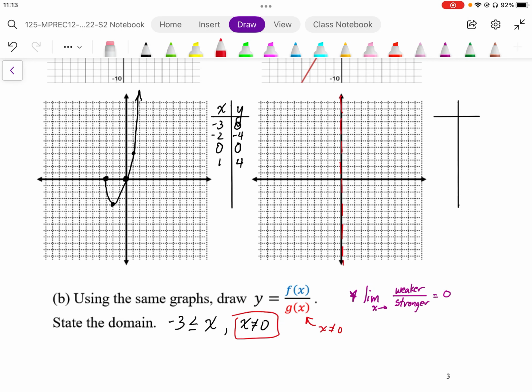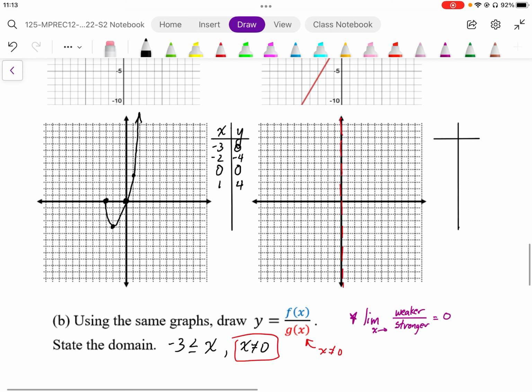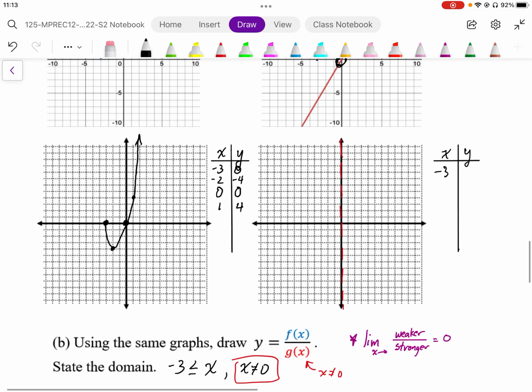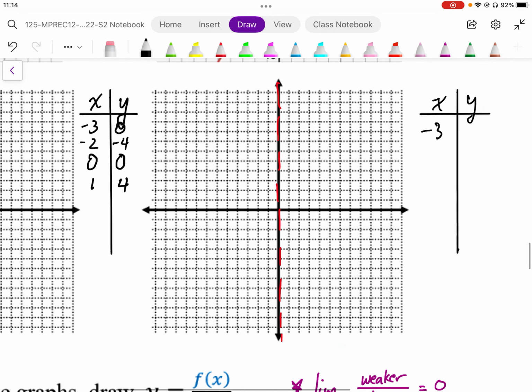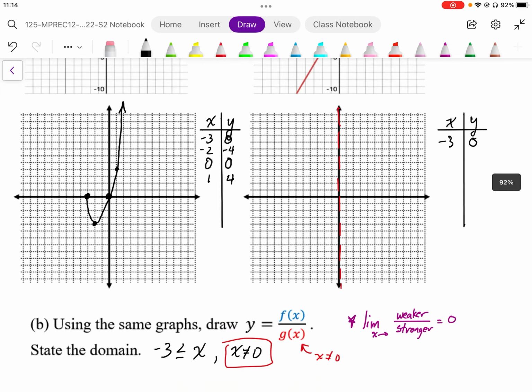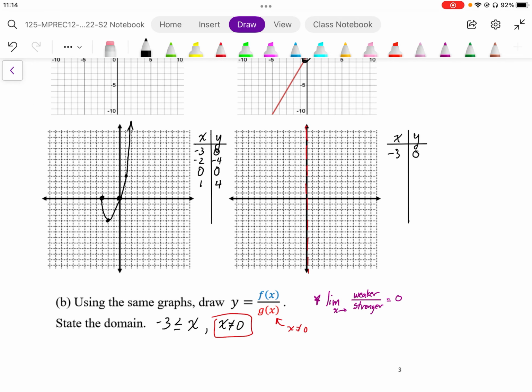Okay, so I'm going to start plugging in some points here. So x equals -3. That's my domain restriction. When I plug -3 into my equation, I get 0 in the numerator for f. And it doesn't matter what the g is, because we know that the numerator equal to 0 is going to give me a 0. So that's my one point here. That's my starting point. I've got a vertical asymptote. I don't know if it goes down like this or up. So I need to maybe test a point in there.